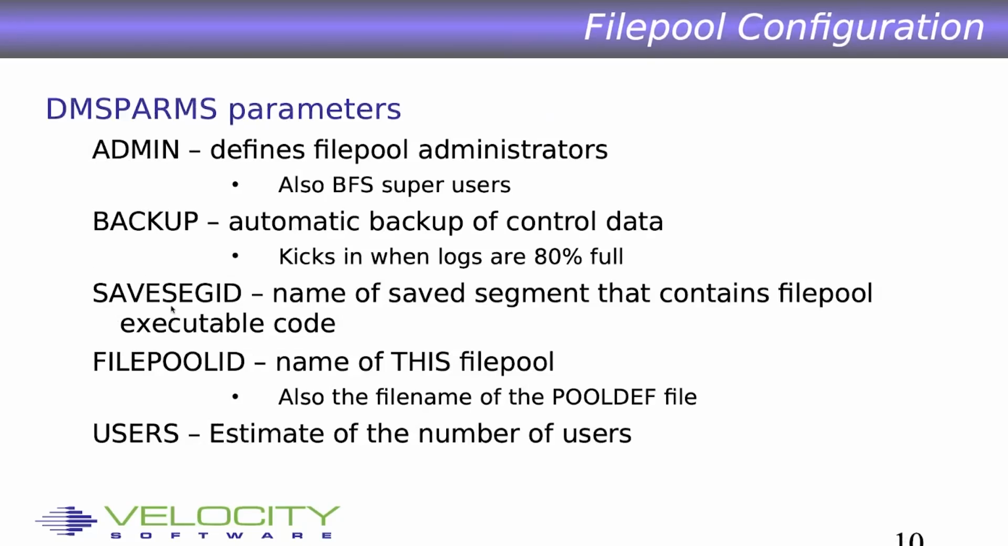Save seg ID, you wouldn't have to touch this. It's just the name of the save segment that contains the file pool code. And the file pool ID is the name of this file pool. It is also the name of the pool.def file. Now, the file pool ID does not have to match the virtual machine name, although I'm not sure why you would make them separate. The IBM delivered file pools, they're all different, and I never understood why. And this users directive estimates the number of users. Now, that's not necessarily the number of virtual machines accessing the file pool.